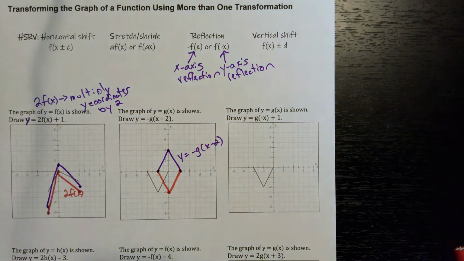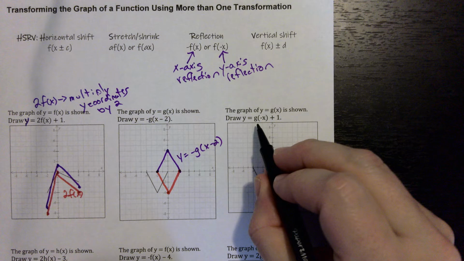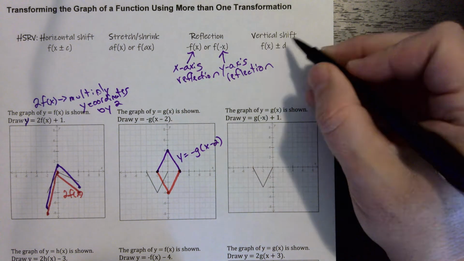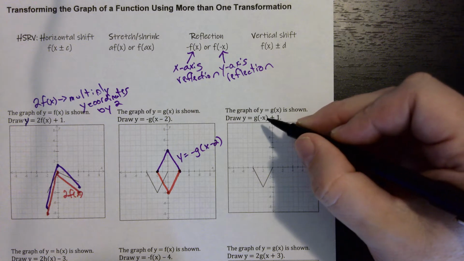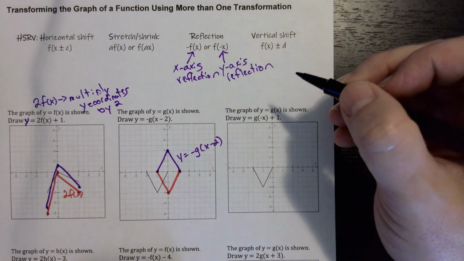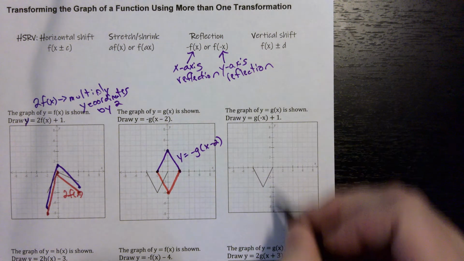Okay, let's look at this third one. So the graph of g of x is shown. Let's do g of negative x and then plus 1. Okay, the plus 1 comes last. That's a vertical shift. So we need to take care of this negative x first that's inside, and that is a y-axis reflection. Okay, so here's the y-axis.